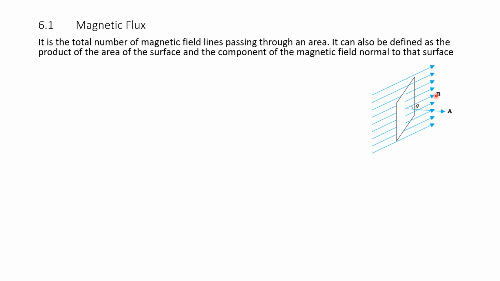The angle between the magnetic field and the normal to the surface is theta. Here the inclined line A is the area of the surface, that is, A is the normal to the plane of the surface.